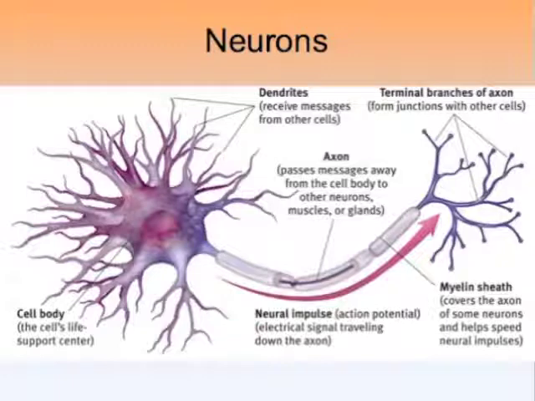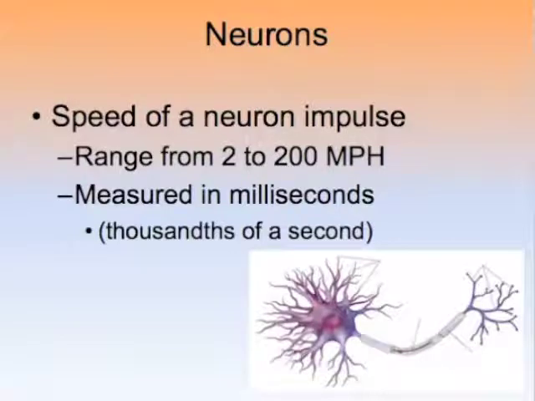And that's what eventually, when the action potential occurs, goes through the terminal branches and causes the release of the neurotransmitters, which we're going to talk about in a moment. Neurons are extremely fast in their transmission of these impulses. They range anywhere from 2 to 200 miles per hour, and we usually measure them in milliseconds, or thousandths of a second. So we're talking about an extremely fast process.